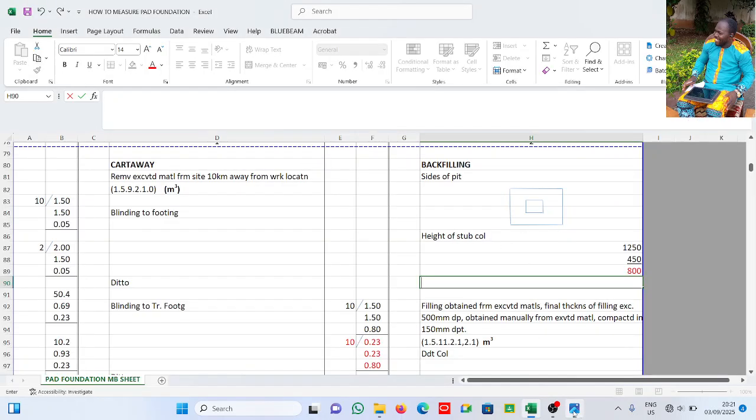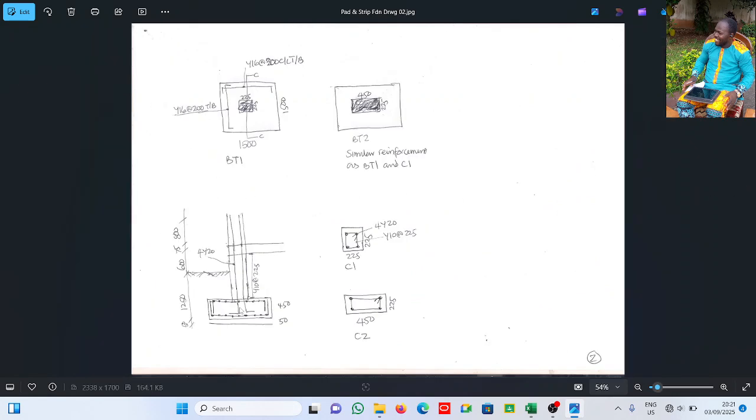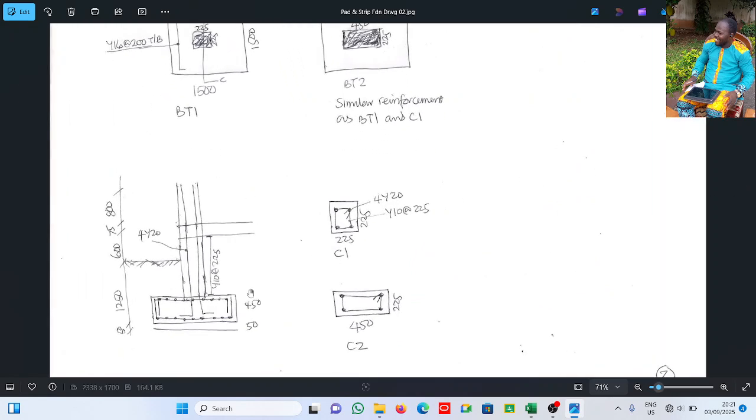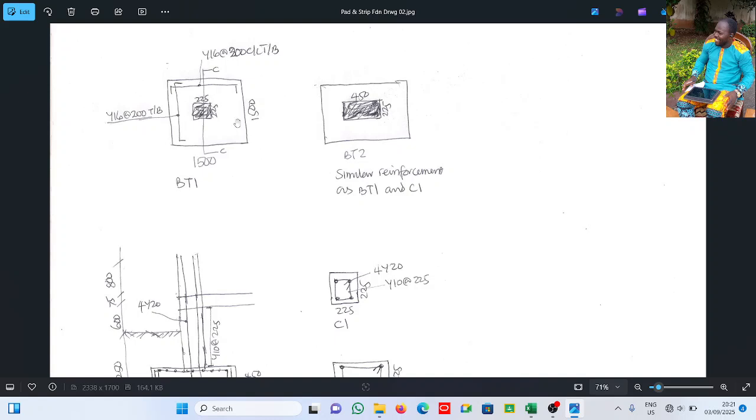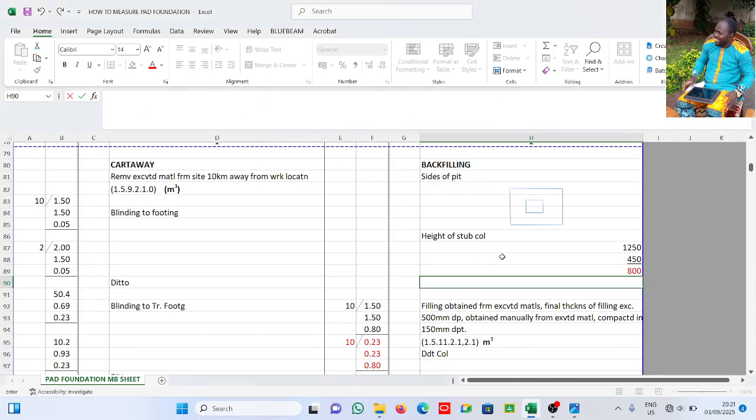The same thing goes for the pit. Right, I need to backfill here. Now, see here. You see this column? Apart from this column here and the base, every other thing here, I am going to backfill, because there's already a column here and a base, which we have calculated in the cutaway. All right, I hope you are getting the gist. All right, so let's do that.